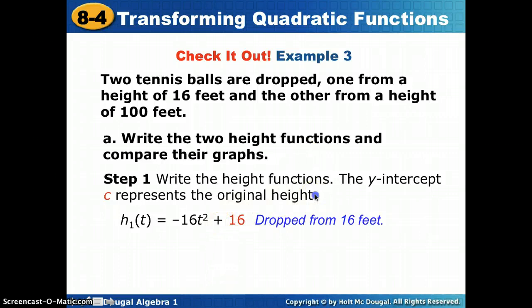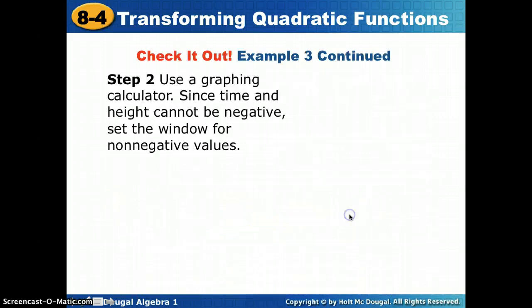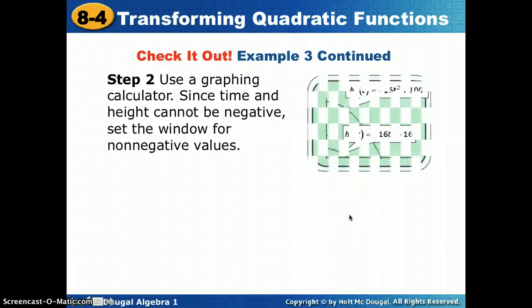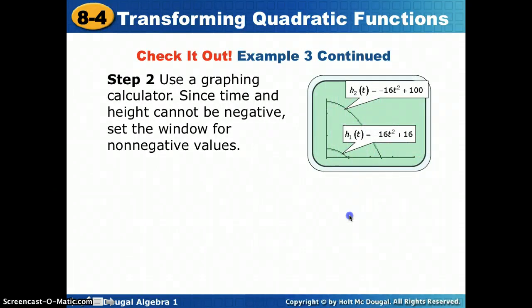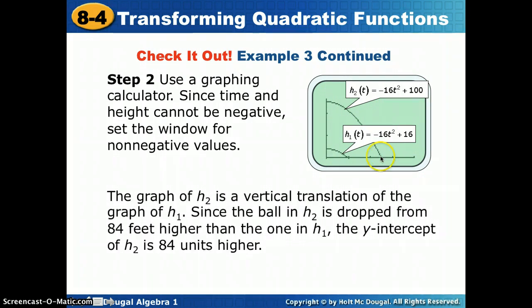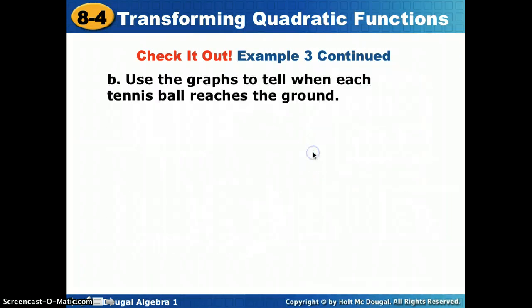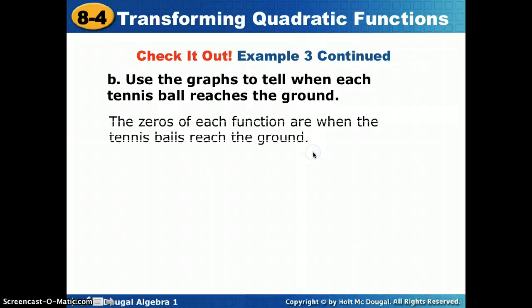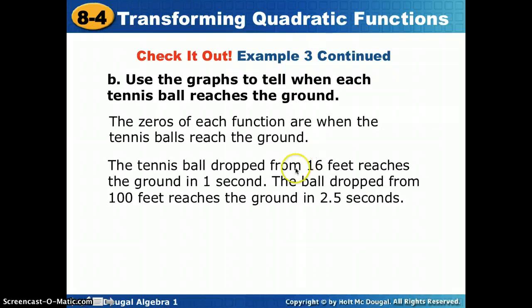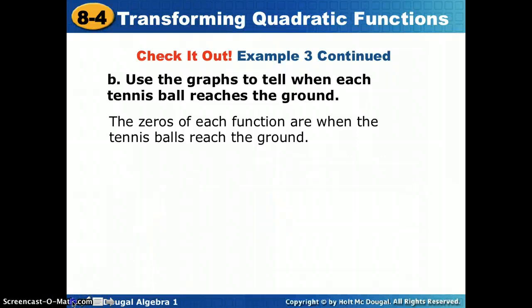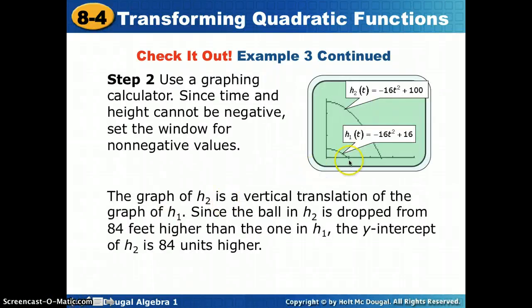That's one drop from 16 feet. That's one drop from 100. Simple. And if you put it in there, that's there. So how much higher is it dropped? 84 feet. How can you tell when it reaches the ground? It reaches the ground when the time is 0. So if we look back at the graph, this right here is the point where it reaches the ground. So you want to find that x value.